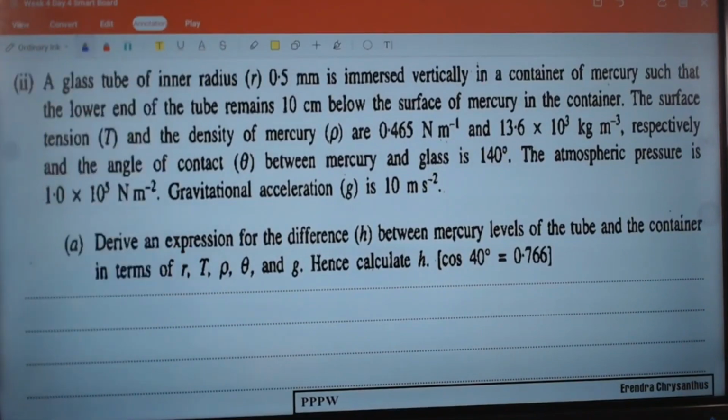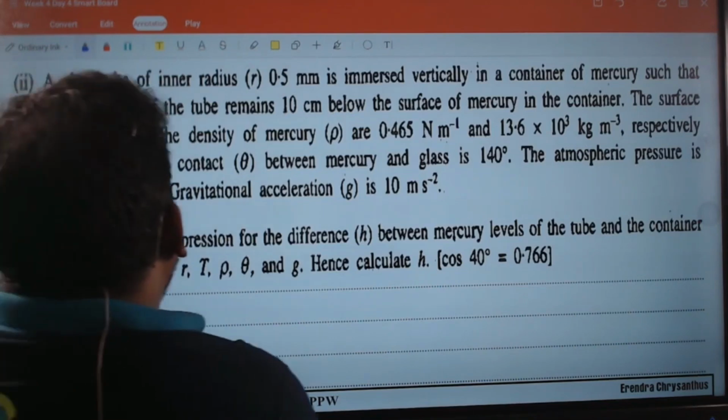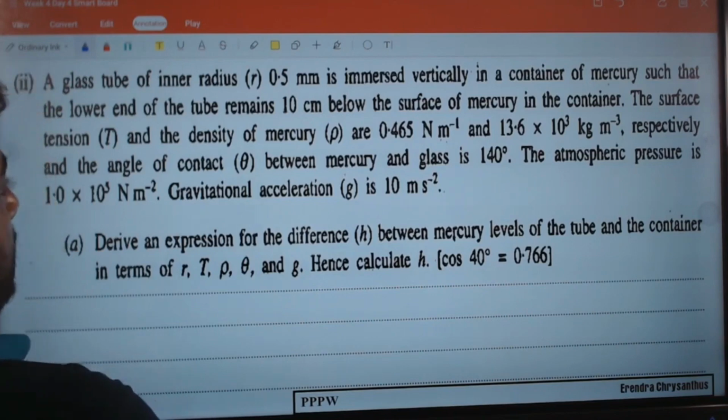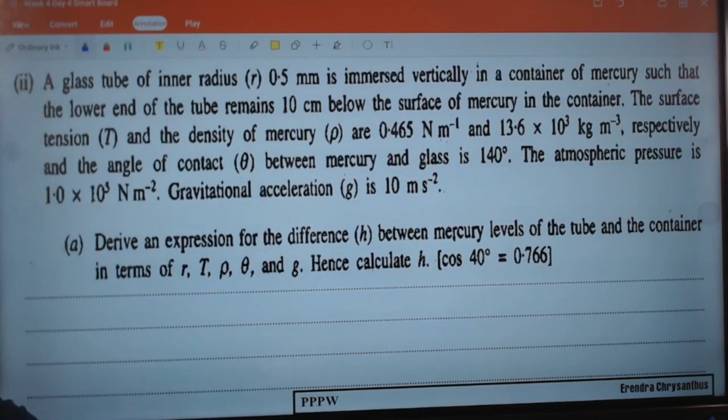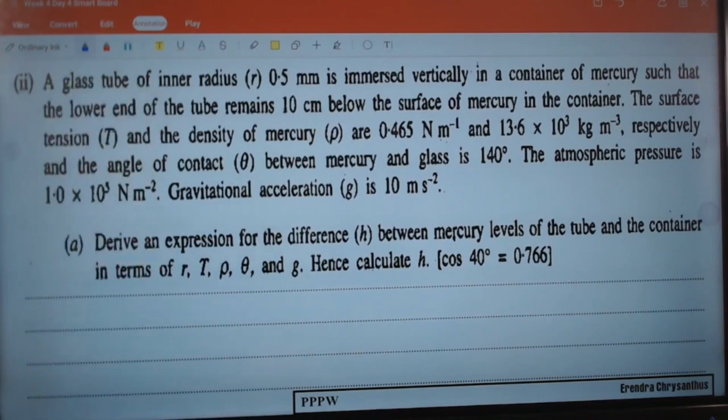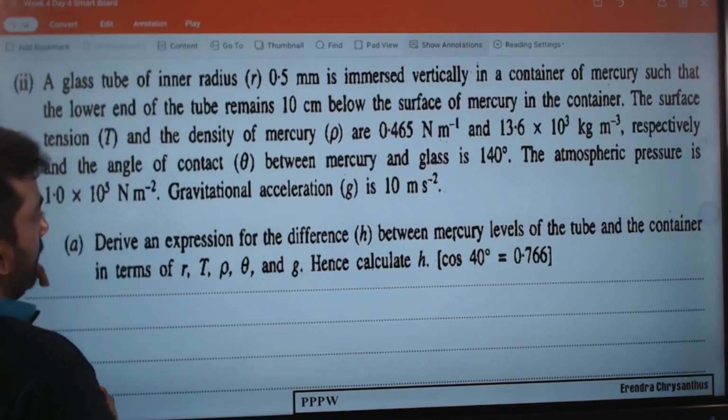Next, a glass tube of inner radius 0.5 mm is immersed vertically in a container of mercury, such that the lower end of the tube remains 10 cm below the surface of mercury. The surface tension, density are given, and the angle of contact is 140. Acceleration due to gravity is also given. Derive an expression for the difference between the mercury levels of the tube and the container in terms of all these values. Right, look at the board now.